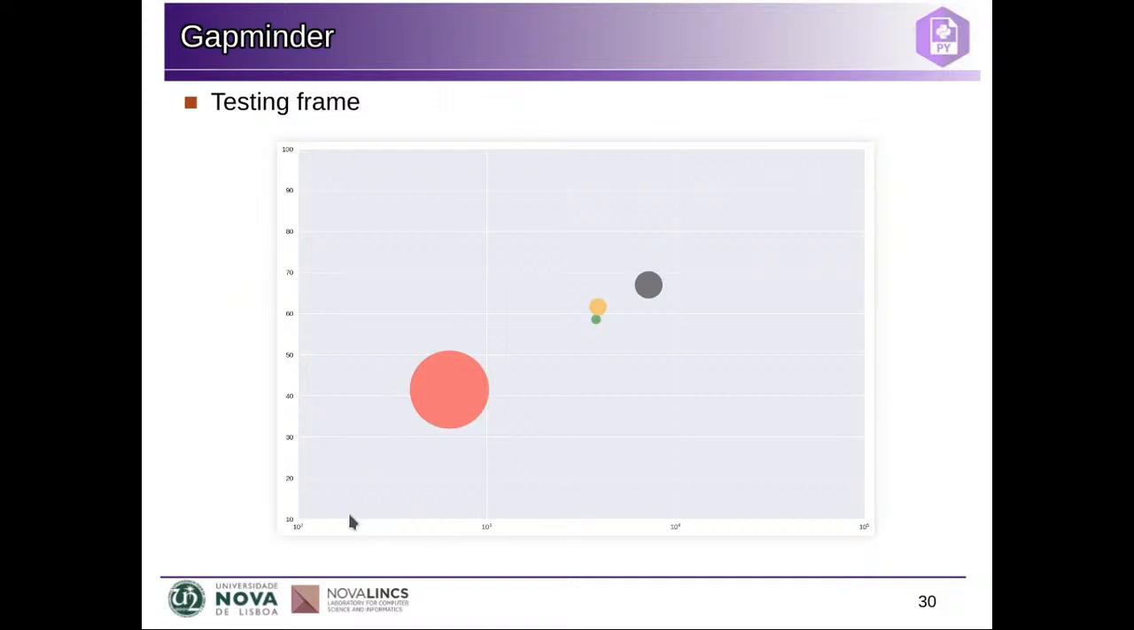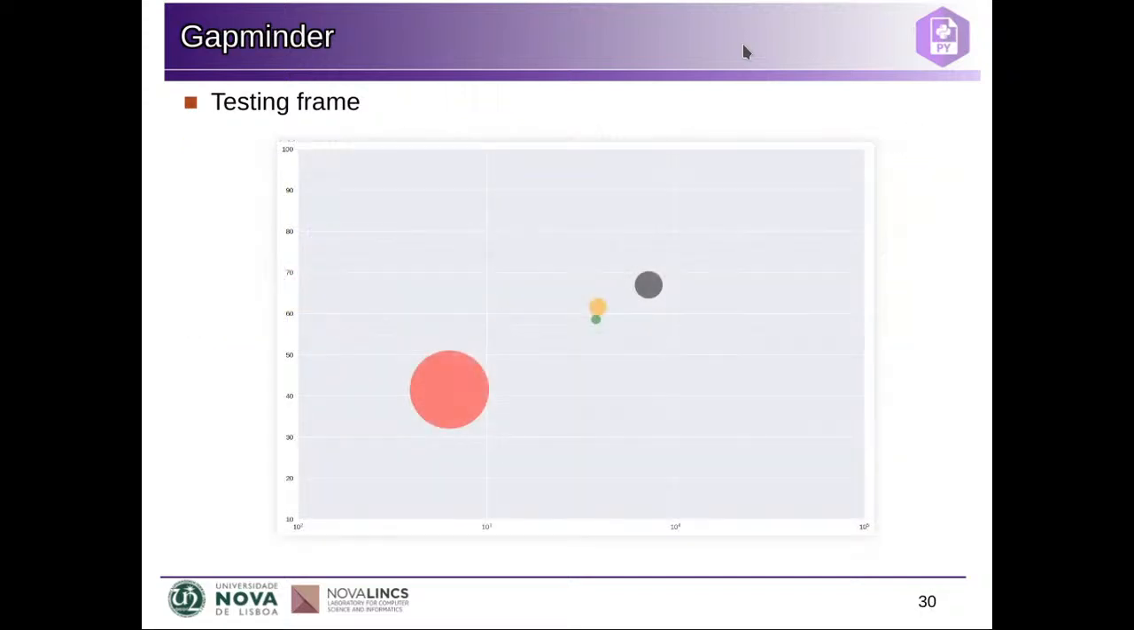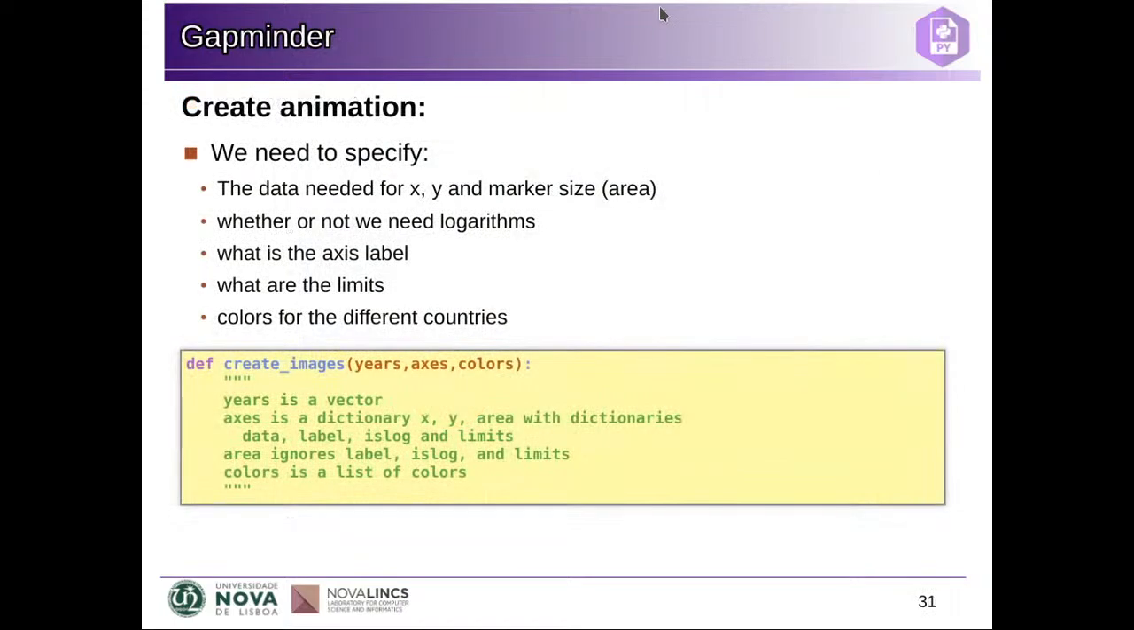We have the per capita GDP on a logarithmic scale, the life expectancy here on the y-axis, and then the size of the marker gives us an idea of the population, and this is where each country was in this particular year that we had here on row 50. Okay, but this is just one frame. We want to do an animation, so we need to repeat this for a large number of frames, and we need to be able to specify the colors and the countries and things like that.